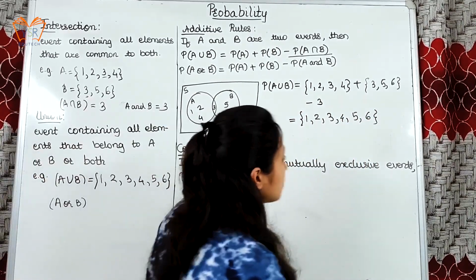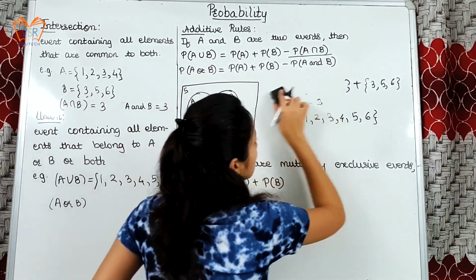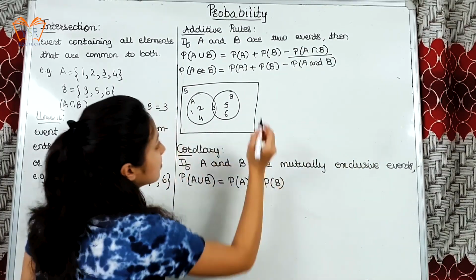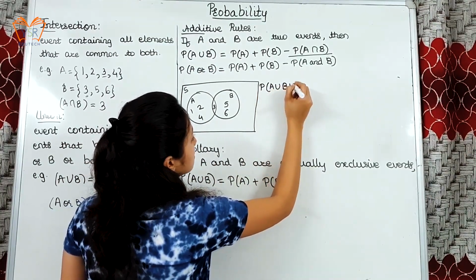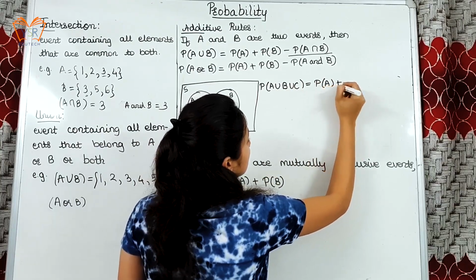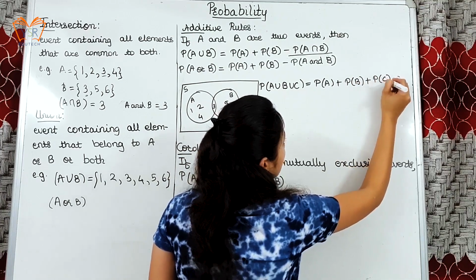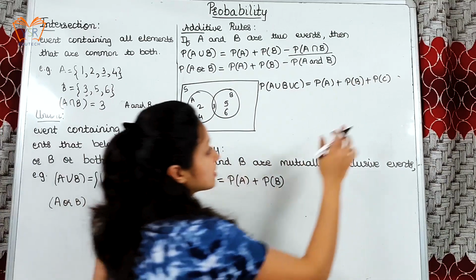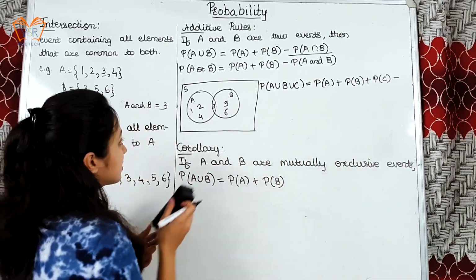Now this is about the two events A and B. If we extend this formula for 3 events, it will be A union B union C. The probability of each event, that is the probability of event A, probability of event B and probability of event C. Now we are supposed to subtract the intersections. Before that, we'll modify the Venn diagram and understand.